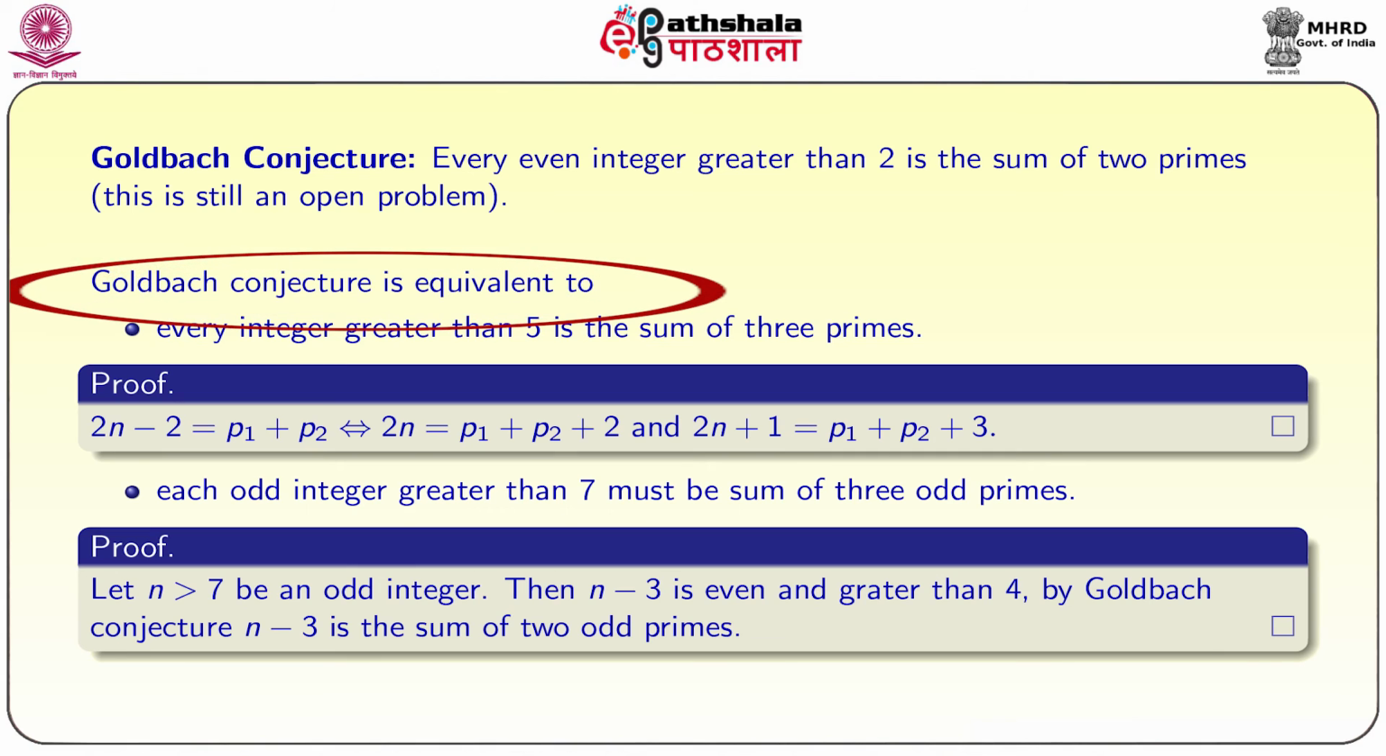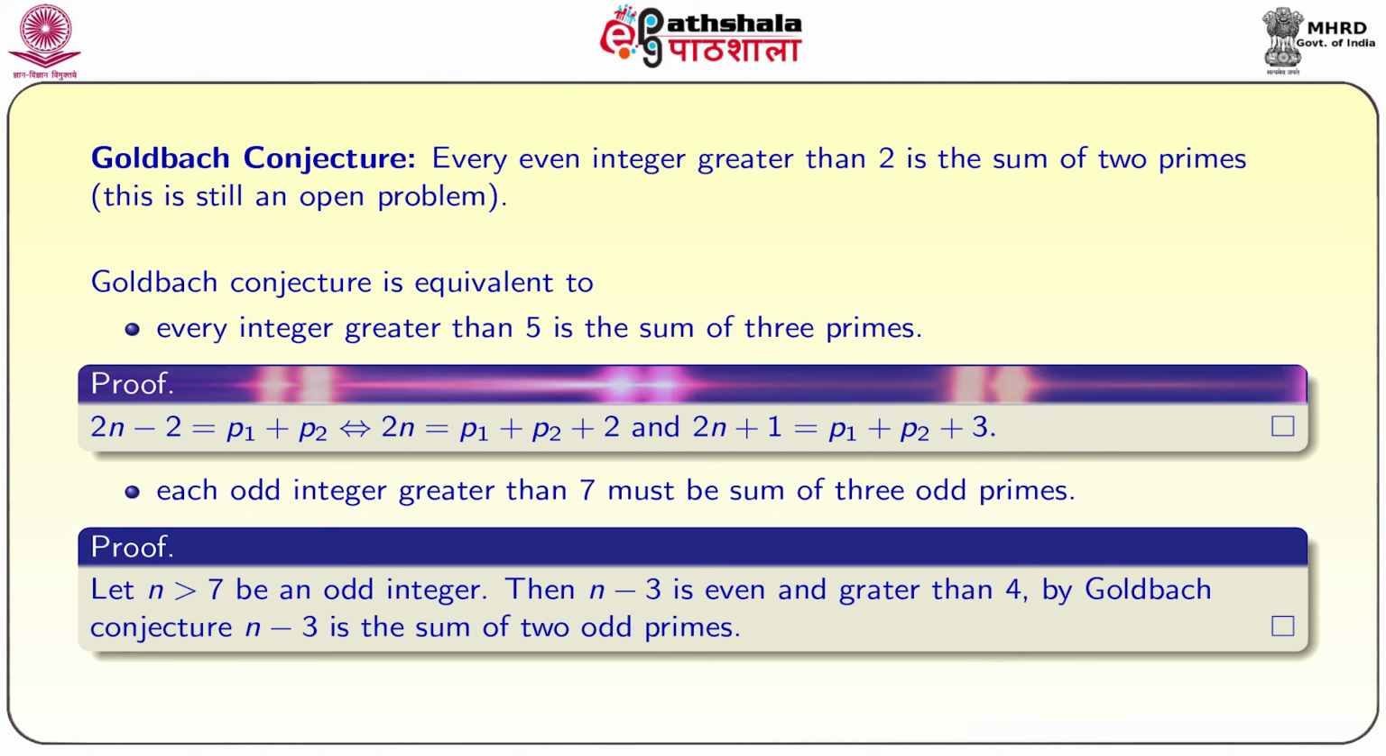So, the Goldbach conjecture is also equivalent to other statements. People try to prove this one, so they convert this problem into equivalent other problems. For example, this is equivalent to every integer greater than 5 is the sum of 3 primes. If you prove this result also, the Goldbach conjecture is true. The proof of this equivalence: it is easy to see that if the Goldbach conjecture is true, then we can write 2n minus 2 as the sum of 2 primes p1 plus p2. So, 2n is equal to p1 plus p2 plus 2. So, 2 is a prime number. So, we have a sum of 3 primes.